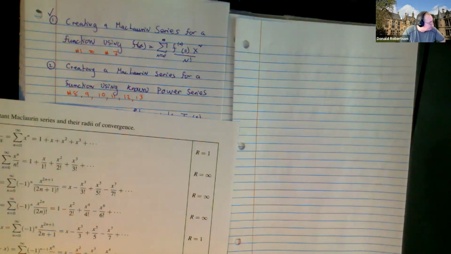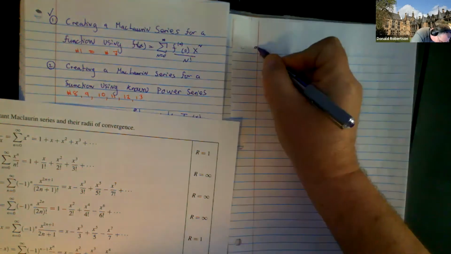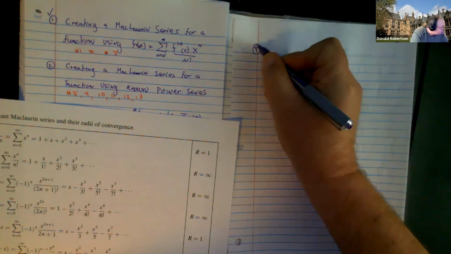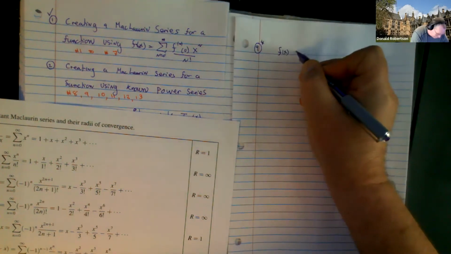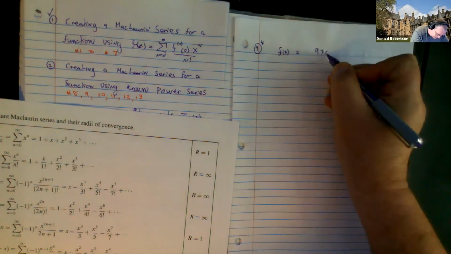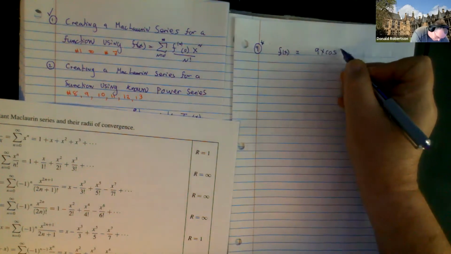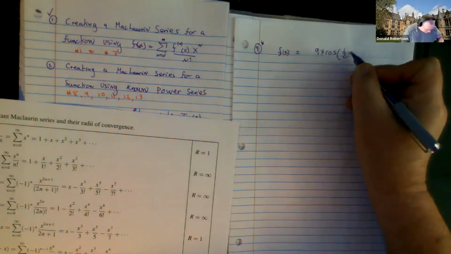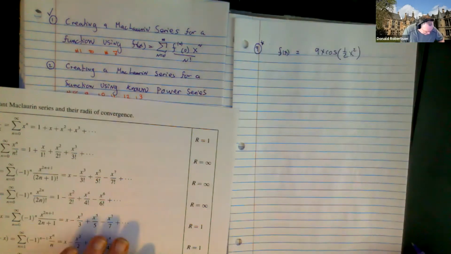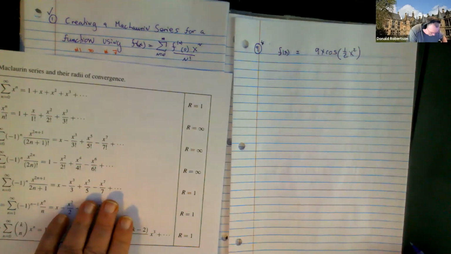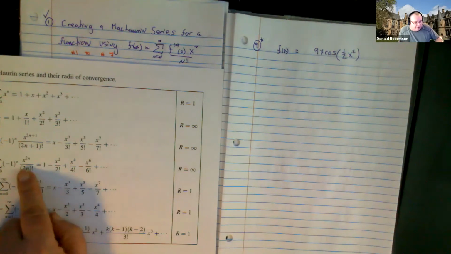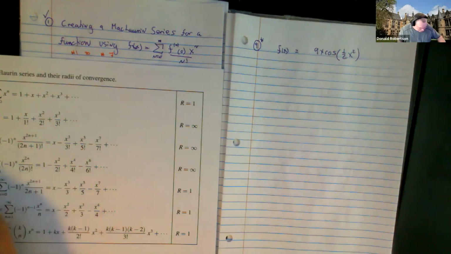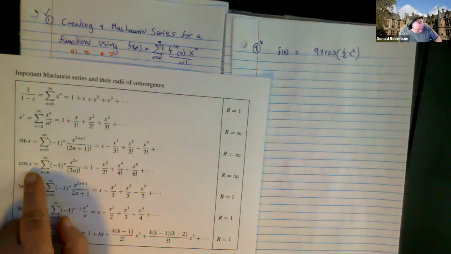So let me pick one at random. Here we go. Question 9. We are going to find the power series of 9x, the cosine of 1/2 x squared. So here we go. The cosine function has this power series here. Oops, bring it over a little bit. The cosine function is this guy here.